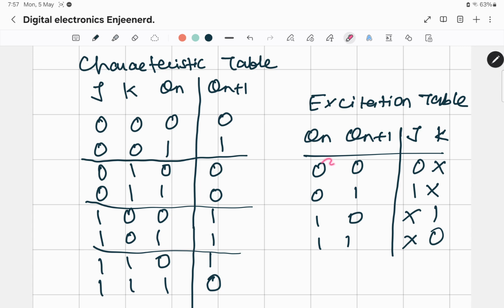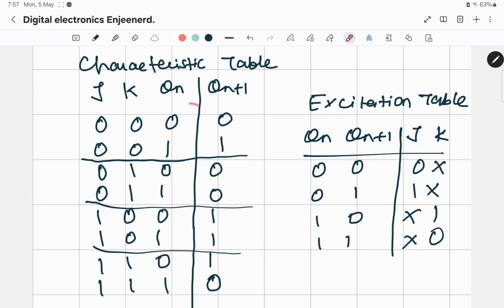So we can have 4 combinations. Currently Q is 0 and I want 0; it is 0 and I want 1; it is 1 and I want 0; it is 1 and I want 1. So these are 4 different combinations of the state, which is called the state of the flip-flop. To get that particular state, what is the excitation of J and K that I should give?